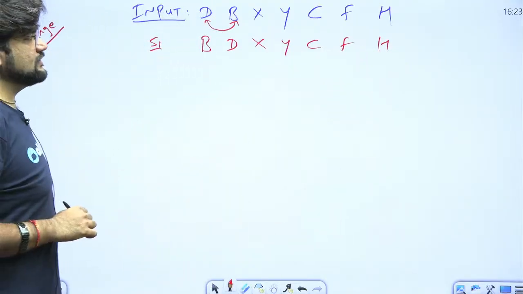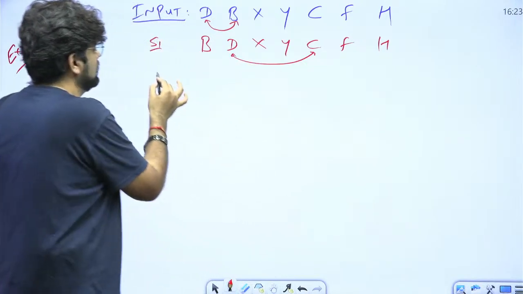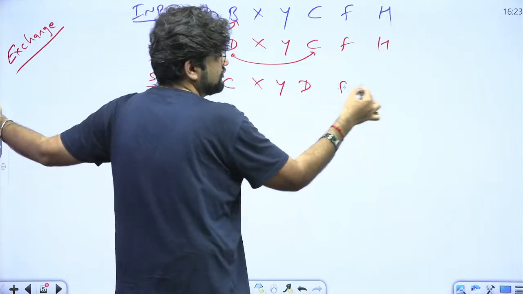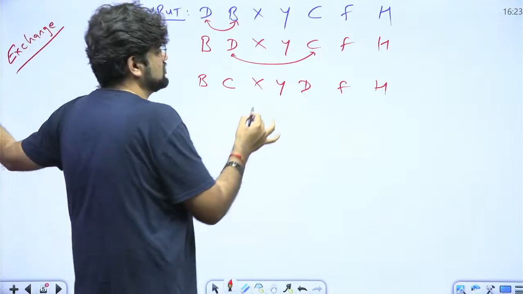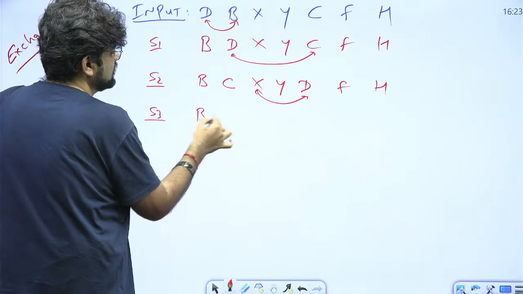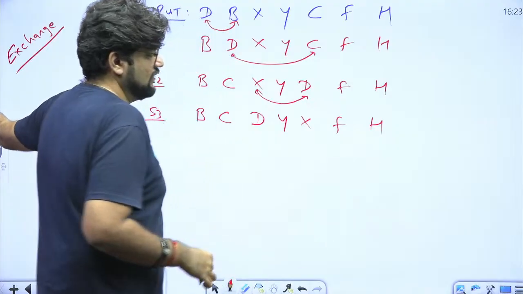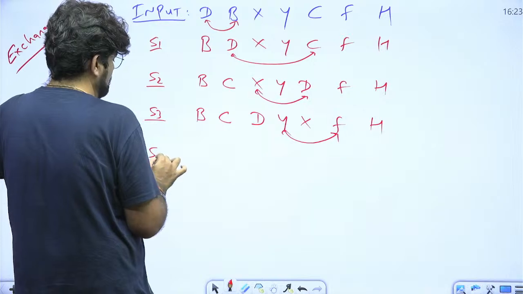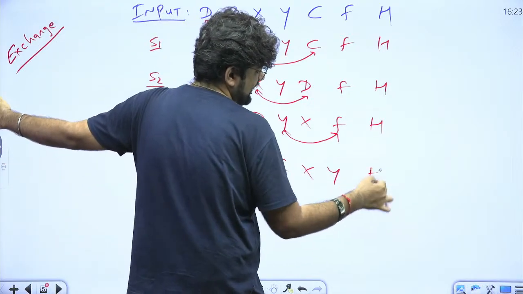Okay. Now the next letter has to be C. So C and D will get exchanged. So step 2 will be B, C, X, Y, D, F, H. This is very interesting actually. Now the next step, X and D will exchange with each other. So step 3 will be B, C, D, Y, X, F, H. In the next step, Y and F will exchange with each other. So there will be multiple exchanges like this. Step number 4: B, C, D, F, X, Y, H.